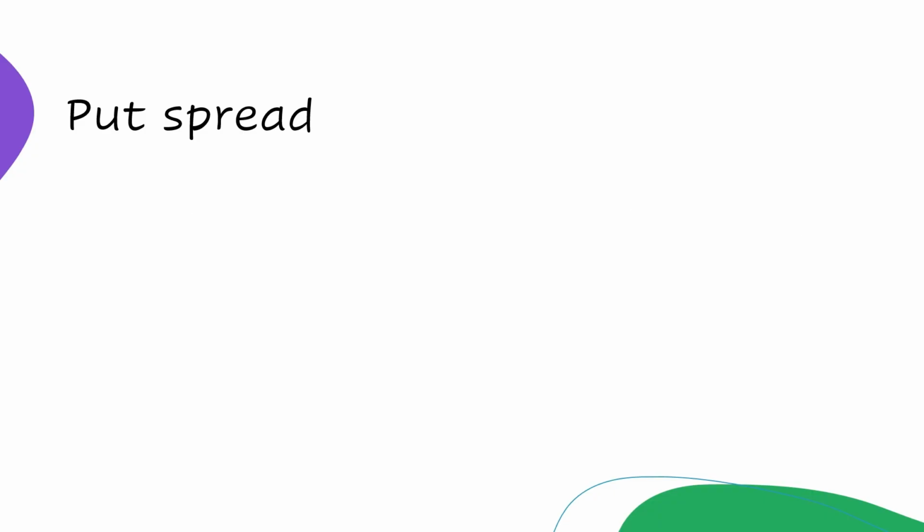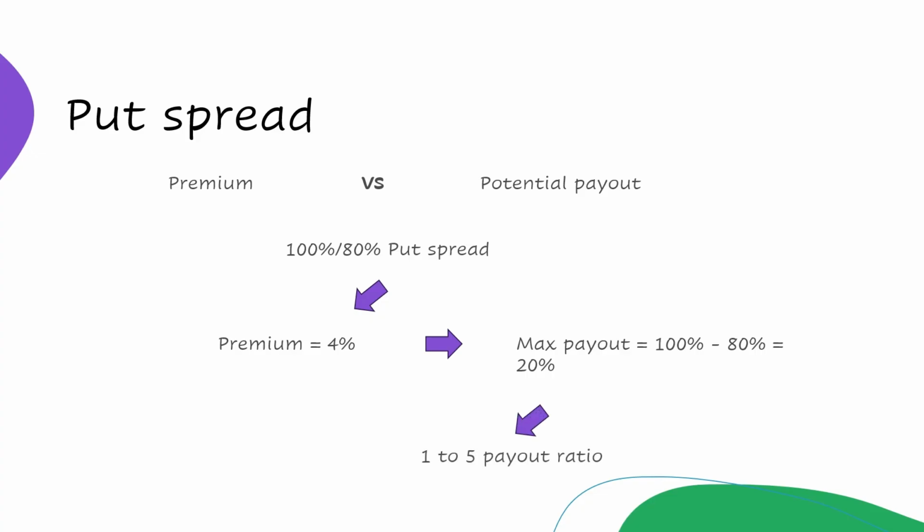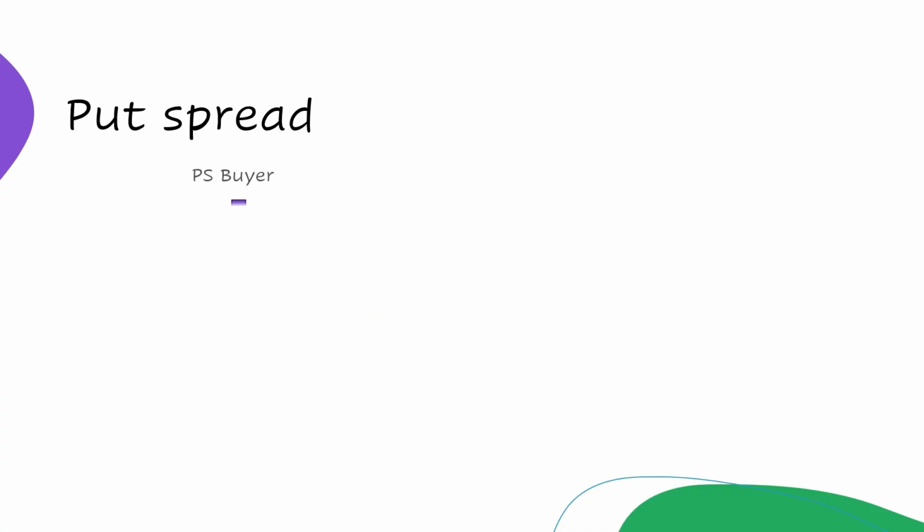Similar to call spread, the key metric of put spread that traders need to look at is the payout ratio. For example, for a 100%, 80% put spread, we assume the premium is 4%. The max payout of this put spread is the difference between higher strike and lower strike, which is 20%. Then the premium to max payout ratio is 1 to 5, meaning traders risk $1 of premium to get a max potential gain of $5.